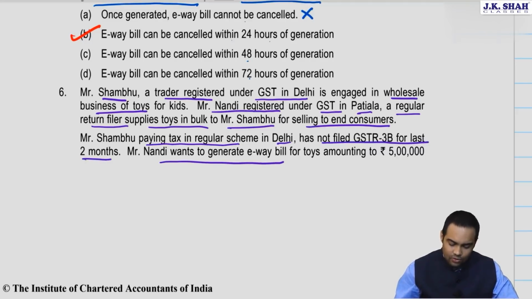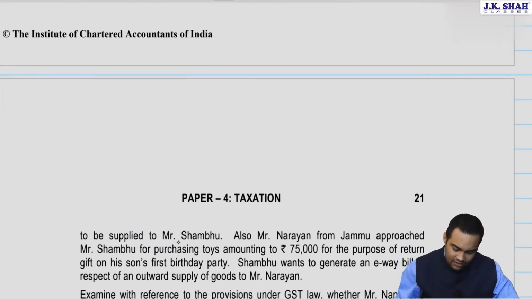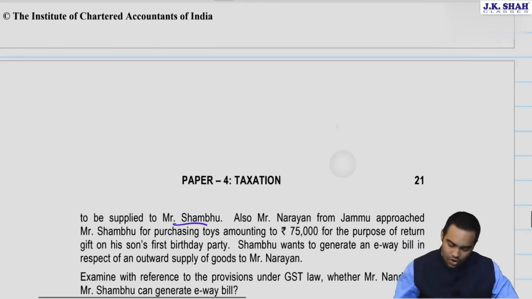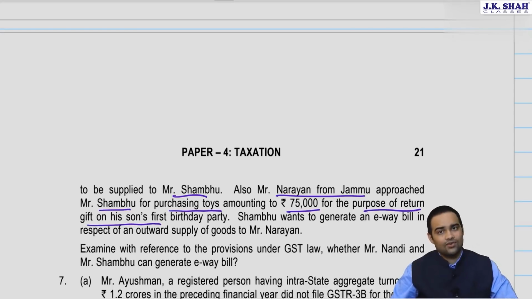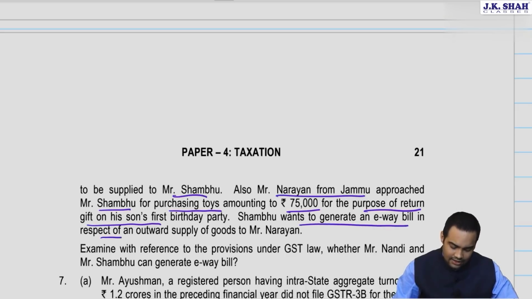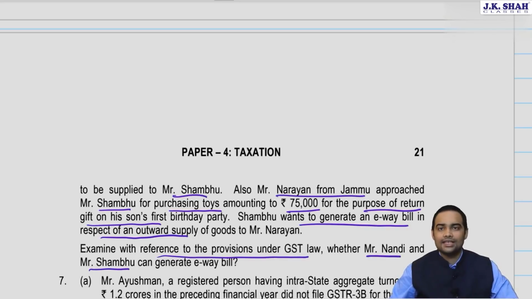Mr. Nandi wants to generate an e-way bill for toys amounting to 5 lakh to be supplied to Mr. Shambhu. Also, Mr. Narayan from Jammu approached Mr. Shambhu for purchasing toys of 75,000 for the purpose of return gift on his son's first birthday party. Shambhu wants to generate an e-way bill in respect of outward supply. Examine with reference to the provisions of GST law whether Mr. Nandi and Mr. Shambhu can generate an e-way bill.